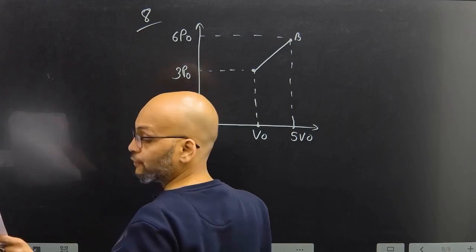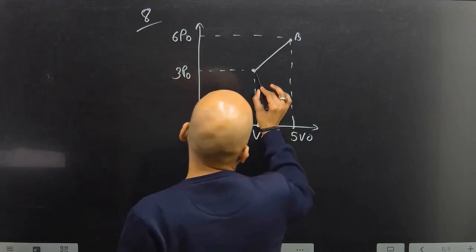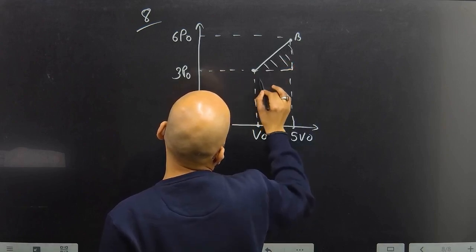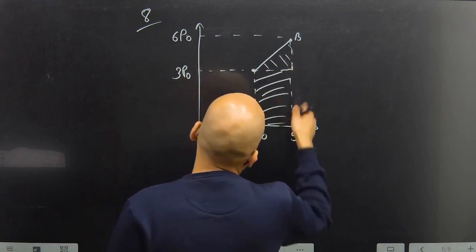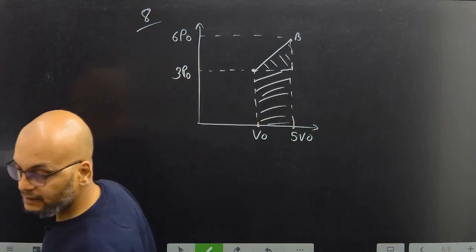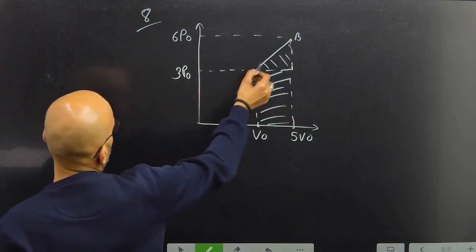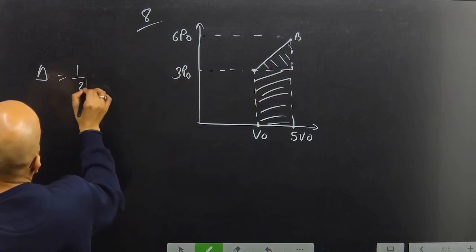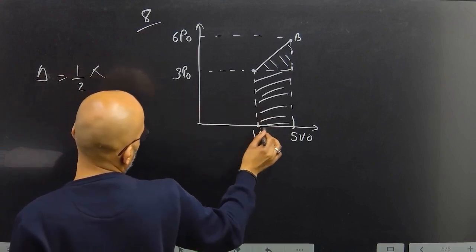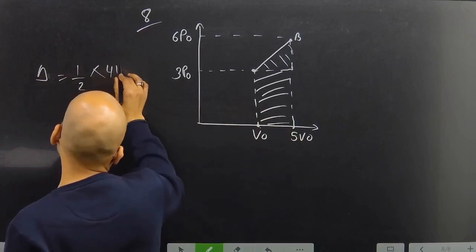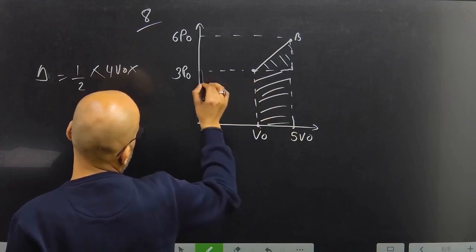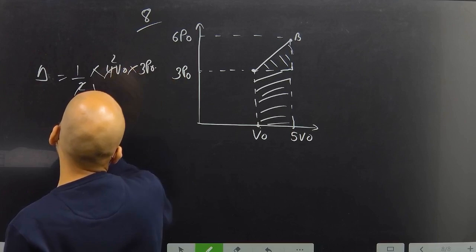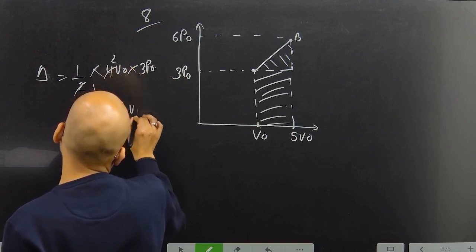So guys, first let's find out the work done. So area under the curve, I am shading it. We can find the area of both of these. From here we can get it. So area of this triangle is half base into height. Base is from V0 to 5 V0, that is 4 V0, into height. Height is from 3 to 6, so 3 P0. Half into 4 into 3 is 6 P0 V0. Fine.